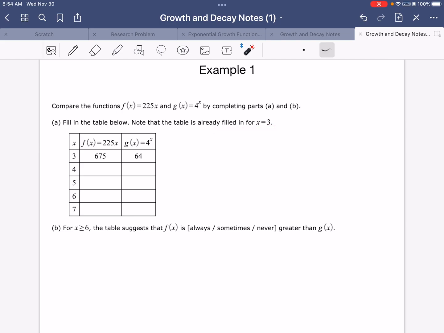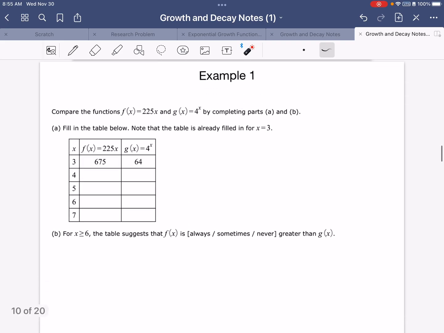If we look at this, we have our x column right here. Here's our 3. It went ahead and did these calculations for us. So it did 225 times our x value, which is 3. It's substituting in our x value, and when you use a calculator, you come up with 675.